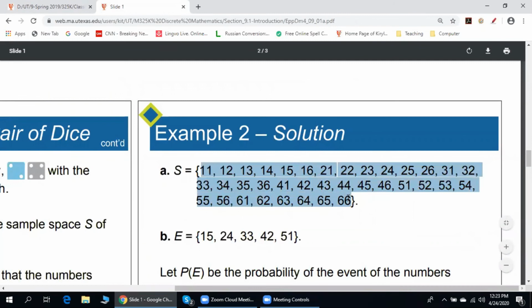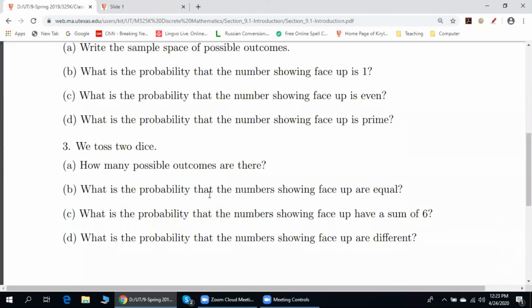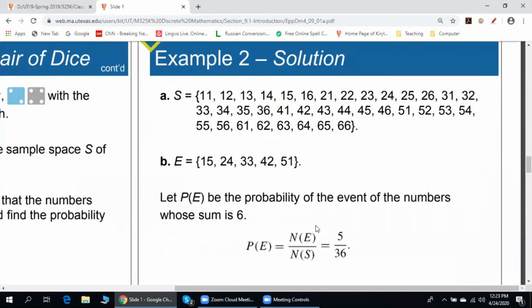Over here, 36. What is the probability that the numbers showing face up are equal? Can anybody tell me? I think 6/36. 6/36, because this event consists of 6 elements: 1, 1, 2, 2, 3, 3, 4, 4, 5, 5, 6, 6. So it's 6/36, which is the same as 1/6. What is the probability that the numbers showing face up have a sum of 6? We already discussed. It's 5/36.